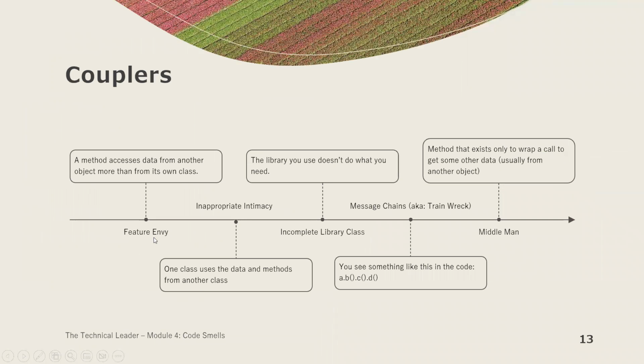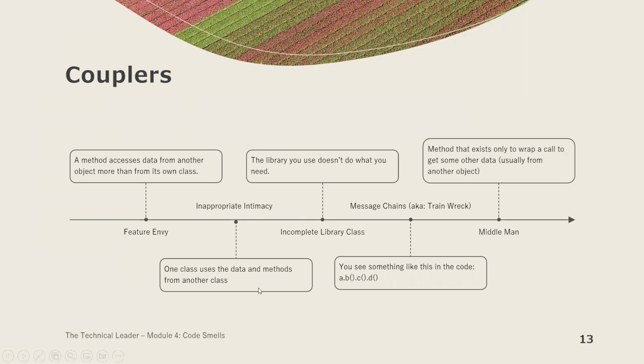So feature envy. This is where you have a method and it's accessing data from another object more than it is from its own class. It's like, well, this wishes it was this other class. So why don't you just take this method and stick it in that class instead of having it go to that class and access all that data, just stick that method in the class.